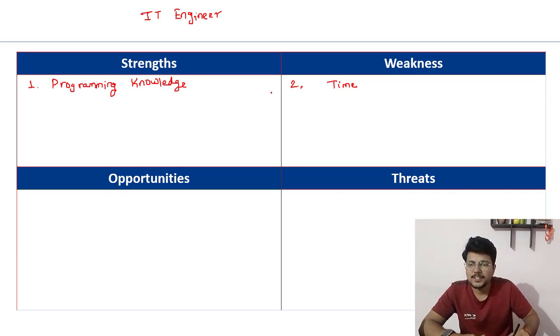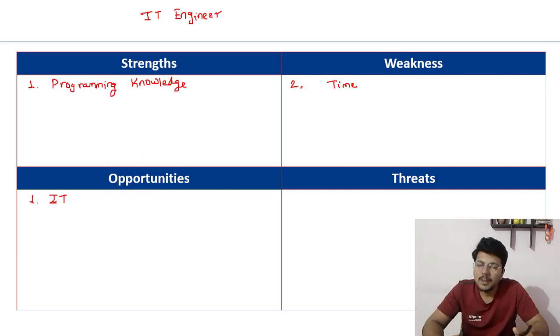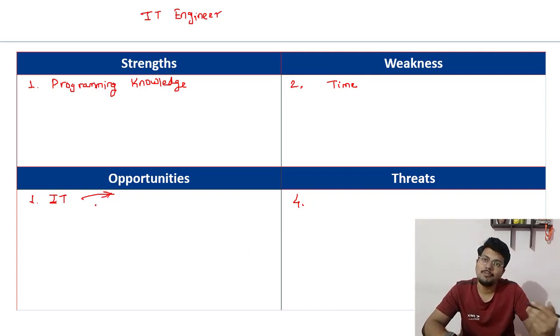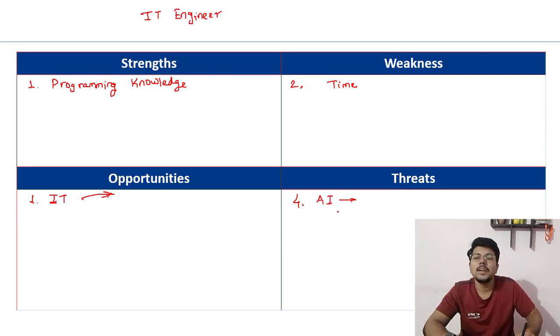What are the opportunities? Advanced stuff in IT is coming. It is IT enabled services, maybe that is AI, artificial intelligence and machine learning. So these are the opportunities. And what are the threats? Opportunities in terms of, let's say, if that field is growing, that is an opportunity, but at the same time if artificial intelligence comes, that can replace a normal programmer, and that is a threat for that person.